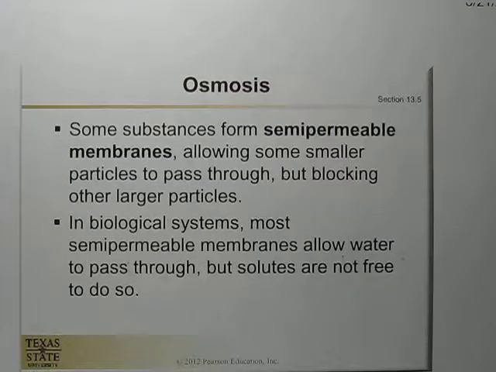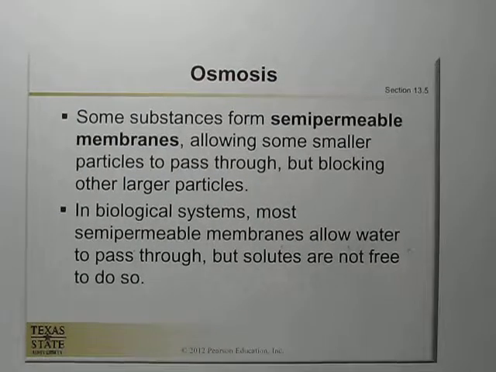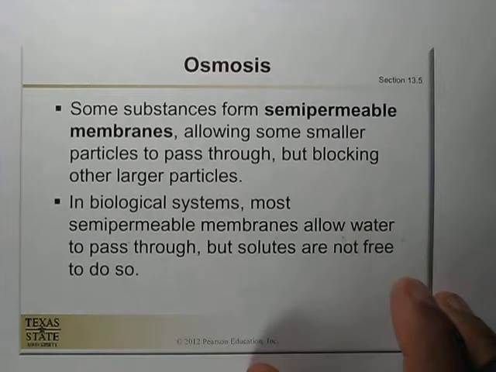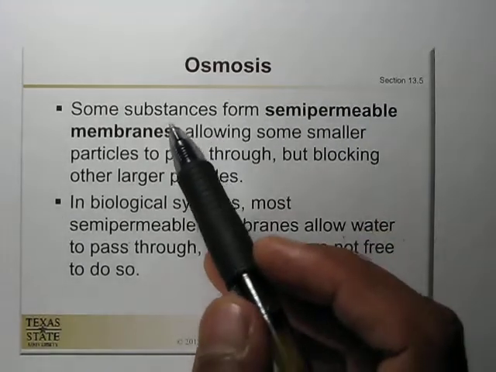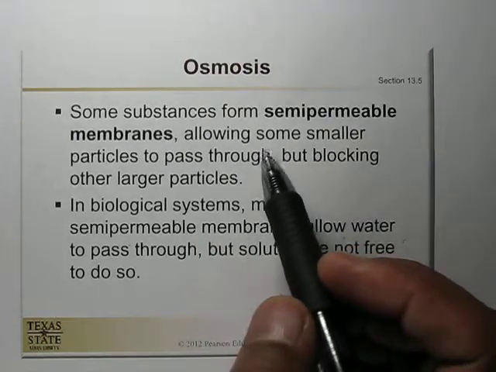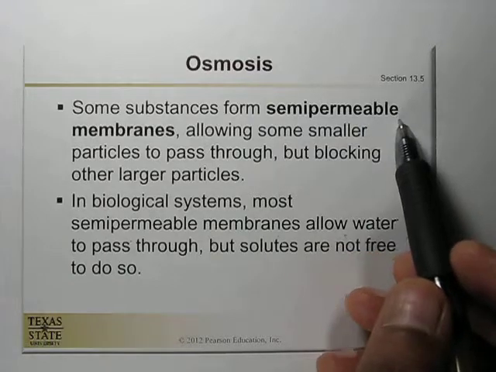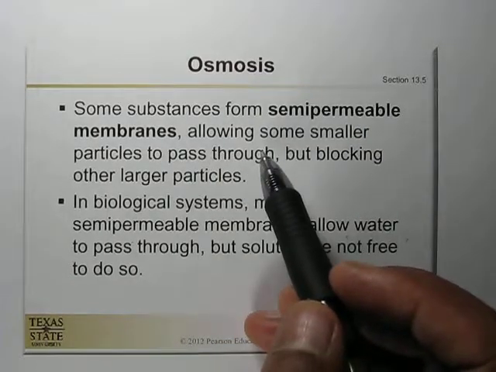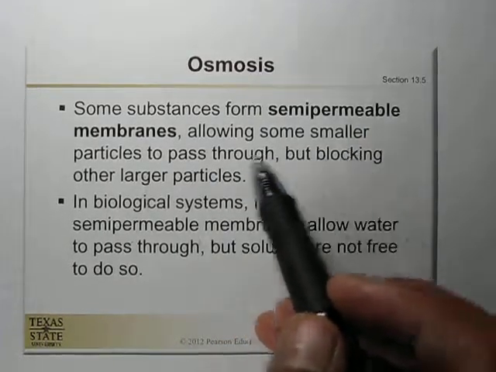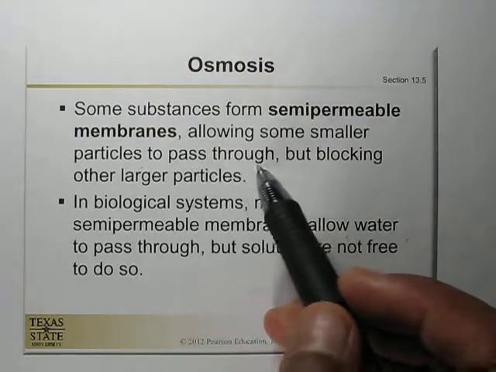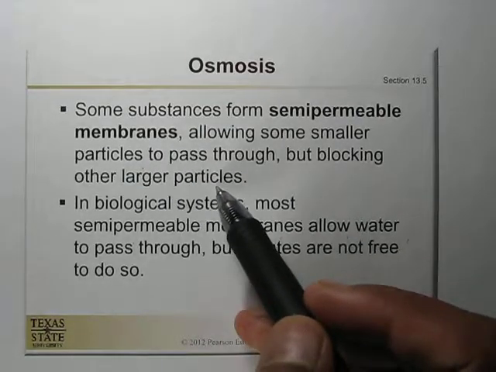So in this video we will study the fourth property of the colligative property of solution, which is called osmosis. What is the definition of osmosis? Some substances form a semi-permeable membrane, allowing some smaller particles to pass through but blocking the other particles.